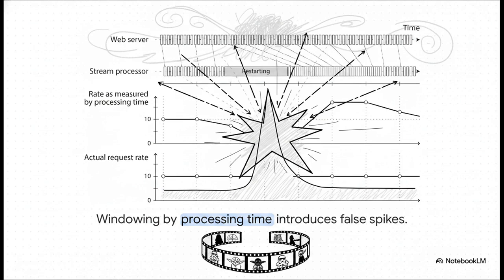It's kind of like watching the Star Wars prequels. If you watch them in processing order, meaning their release dates, the narrative timeline is completely ruined. We absolutely must build stream processing systems that respect true event time, grouping events by when they actually occurred in the real world, even if they arrive wildly out of order.